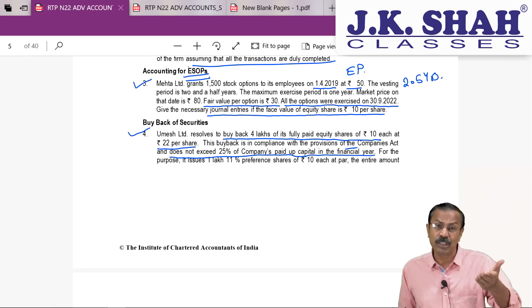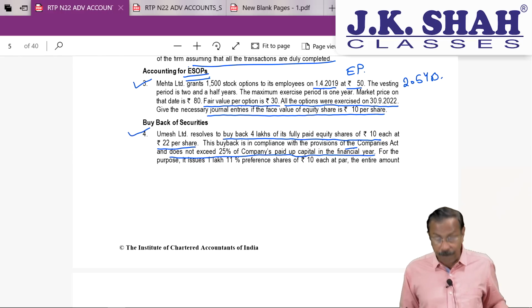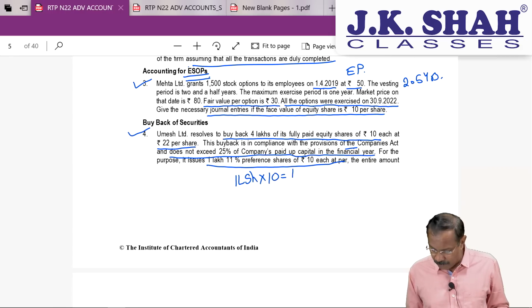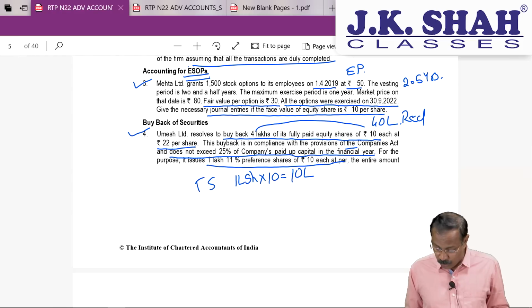Conditions, they have cross-checked it, verified it. Yes, all conditions are fulfilled, you can say. And the 4 lakh shares that they want to buy back is within those conditions. For the purpose it issues 1 lakh 11% preference shares of 10 each at par. So 1 lakh shares into 10 will be 10 lakhs. But what was the reduction over here? 40 lakhs reduction will be there. Fresh issue is only of 10 lakhs.